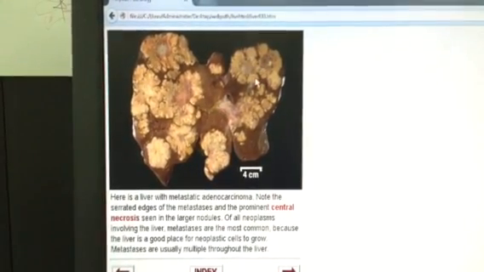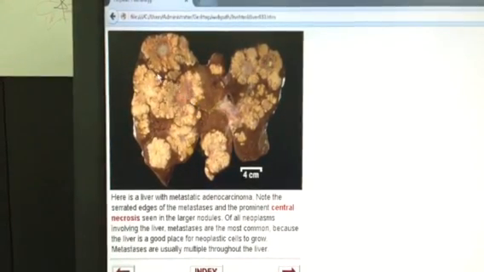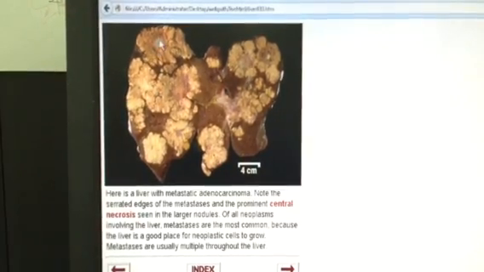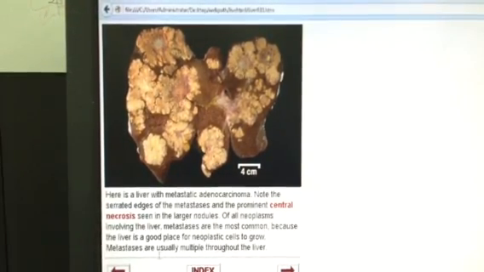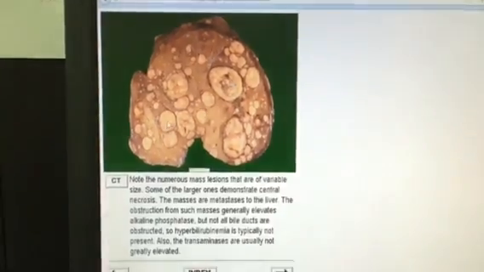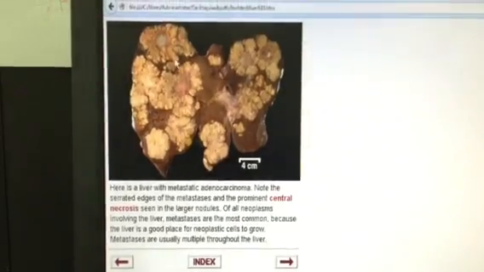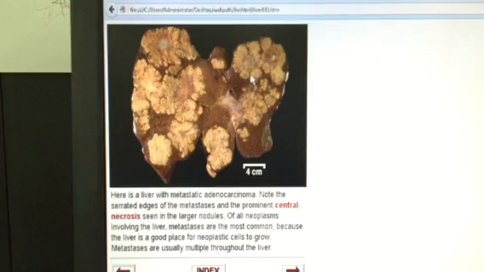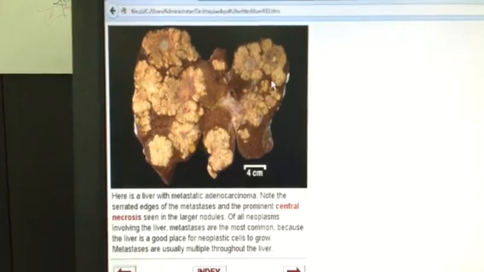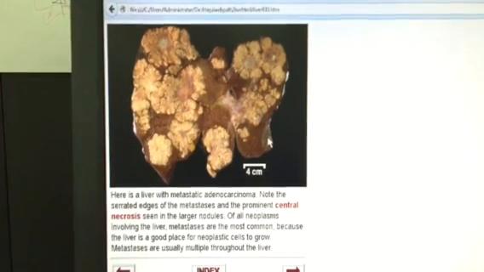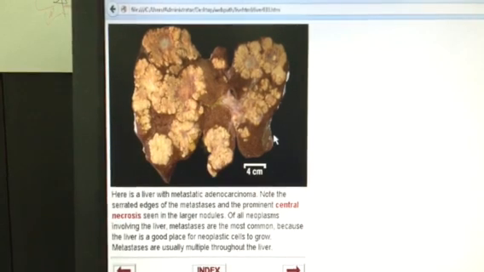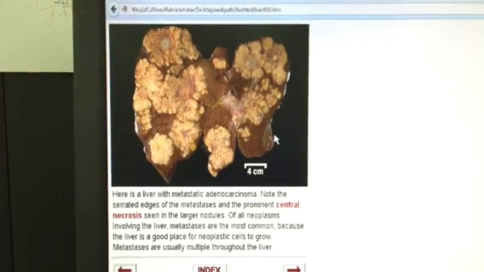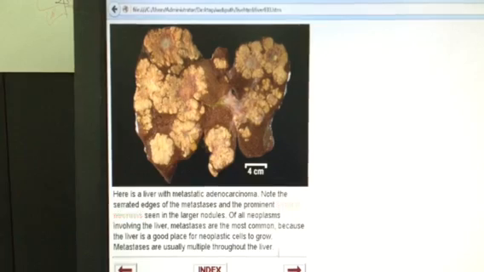Again, here we have multiple nodules, but not like the previous one. The center is different from the previous one. See? Here is necrosis in the center, and the nodules are serrated like a cauliflower. So in this case, most likely due to a metastatic from the colon. So it's adenocarcinoma, metastatic adenocarcinoma.